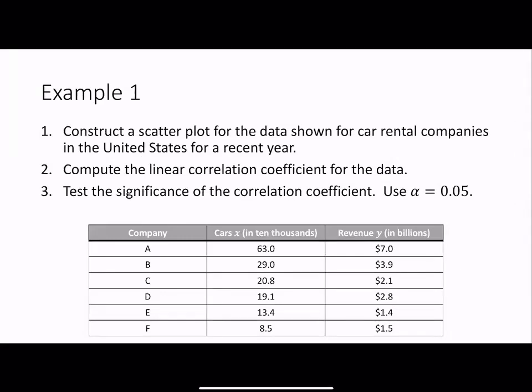Example 1 says construct a scatter plot for the data shown for car rental companies in the United States for a recent year. Compute the linear correlation coefficient for the data, and then 3, test the significance of the correlation coefficient. Use alpha equals 0.05, so your 5% level of significance. So first thing is we need to draw our scatter plot. And look, our X represents cars. Our Y is revenue.